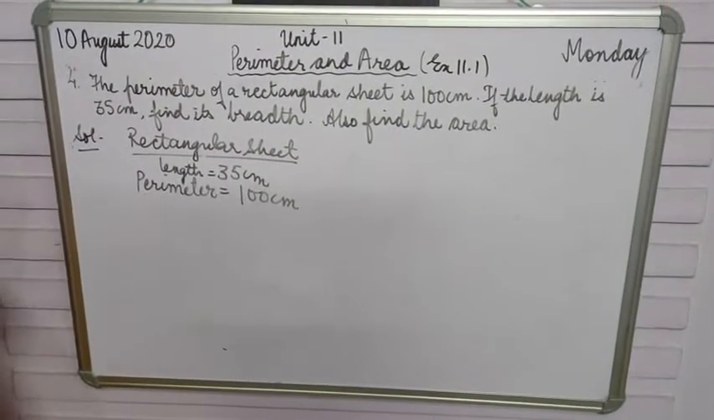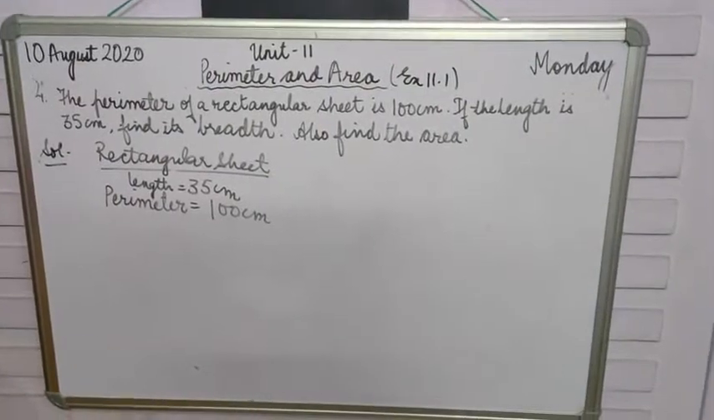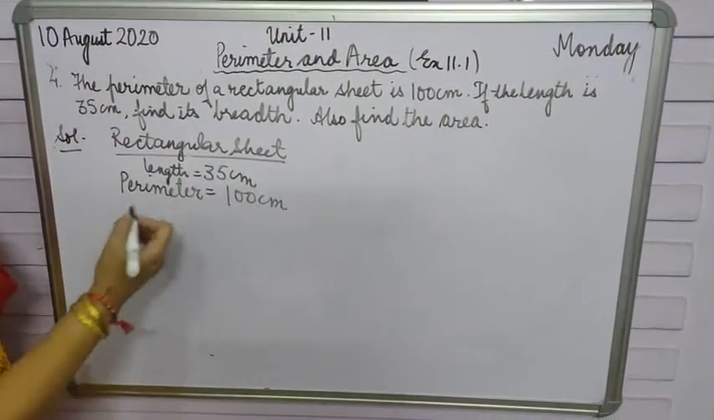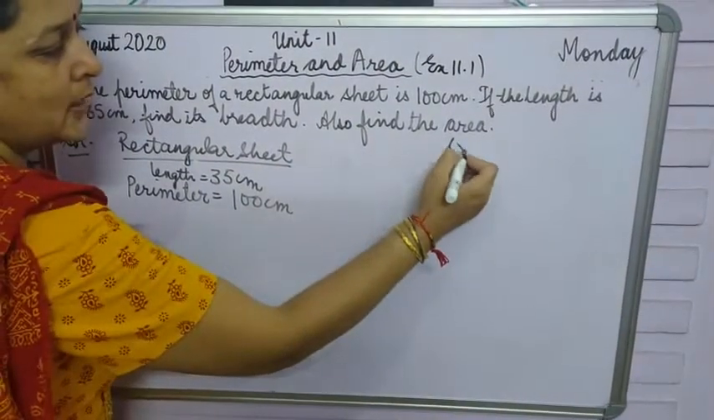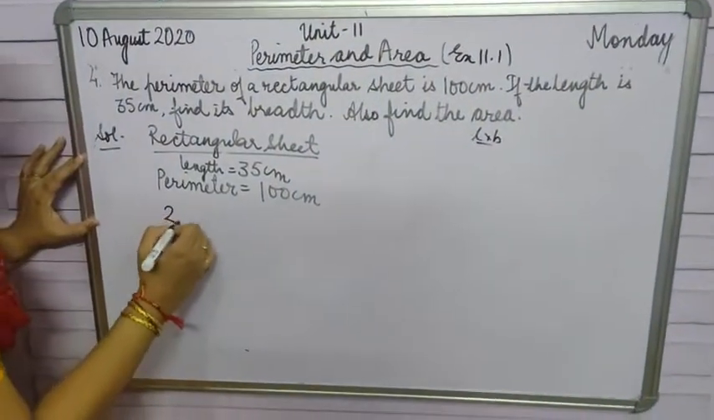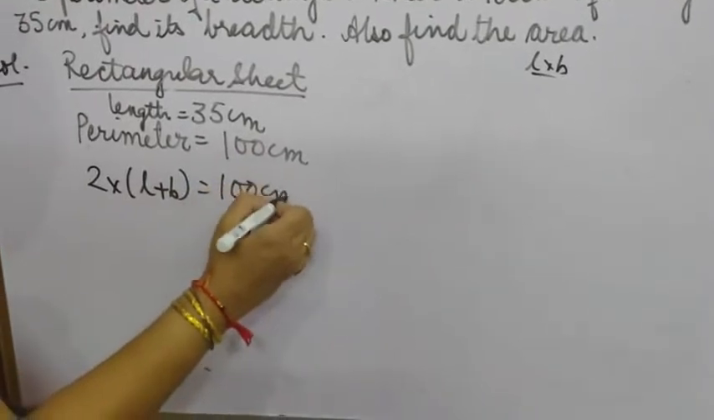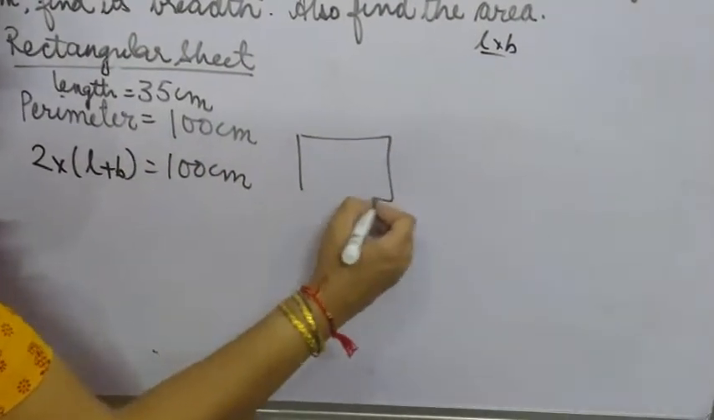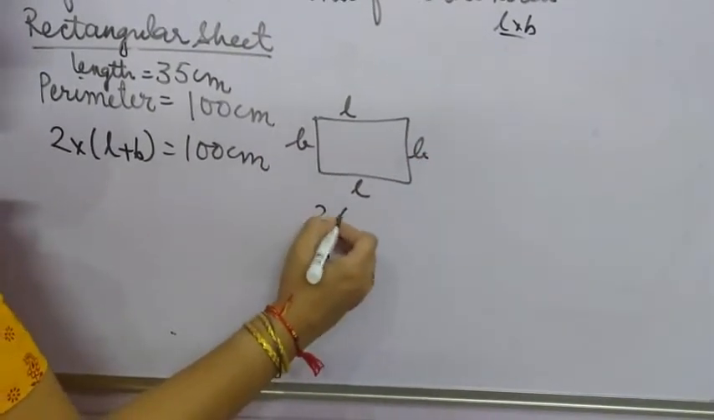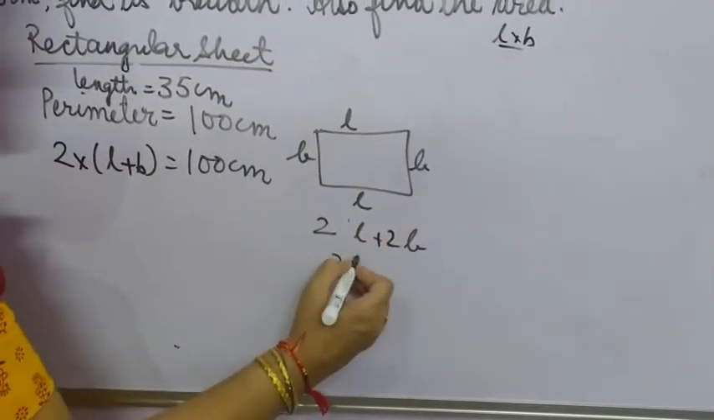So here we are given a rectangular sheet and we are given its length, that is 35 centimeter, and we are given the perimeter. First we are going to find out its breadth, because area is calculated by length into breadth. So we need breadth. So for this, let us use the formula of perimeter. It is 2 into L plus B, because we have discussed earlier that in a rectangle, there are 2 lengths and 2 breadths.